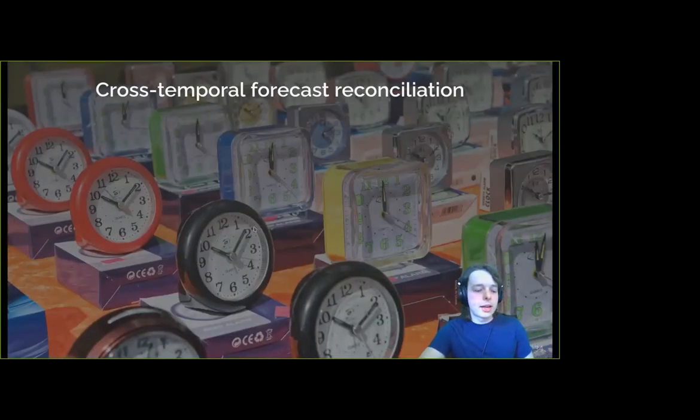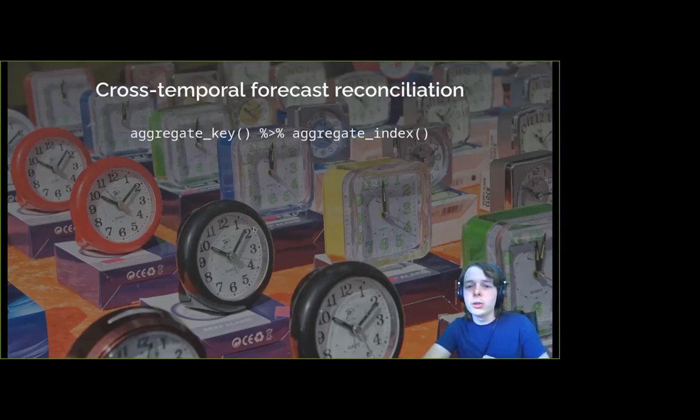Okay, now for the big one, cross-temporal forecast reconciliation. So just think to yourself, we know how to do cross-sectional reconciliation. We know how to do temporal reconciliation. How do we do both? This is a pretty hot topic at the moment. And in Fable, brand new code, you just join the two processes together. So you first aggregate the key structure, and then you aggregate the index.